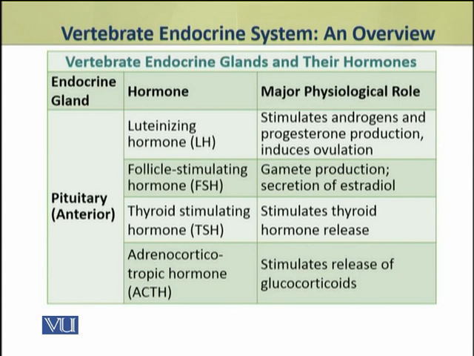These hormones include the luteinizing hormone, which acts on the gonads, especially the ovaries, and follicle stimulating hormone that also acts on the gonads and causes them to produce the male and female sex hormones. The third hormone is the thyroid stimulating hormone, TSH, also called thyrotropin. It stimulates the thyroid gland to produce its hormone. The fourth hormone is the adrenocorticotropic hormone, or ACTH, that stimulates the release of corticosteroids from the adrenal cortex.